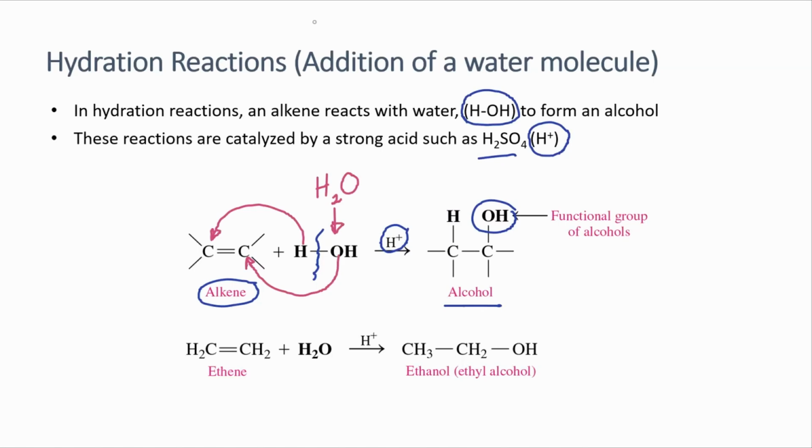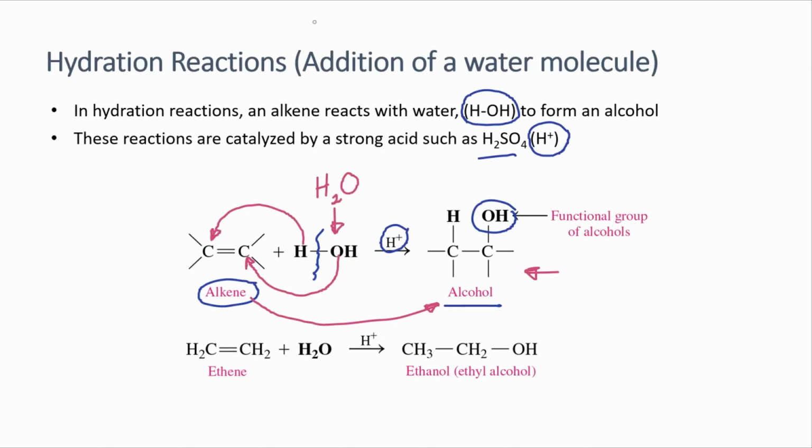Now, this will lead to a molecule called alcohol, because there is no carbon-carbon double bond here. Instead, you can see a carbon-carbon single bond, and you can see the functional group of alcohol, which is hydroxide, on one carbon atom. So the addition of a water molecule, or these hydration reactions, will convert alkenes into alcohols. So this is the reaction mechanism for addition of a water molecule, or hydration reaction.